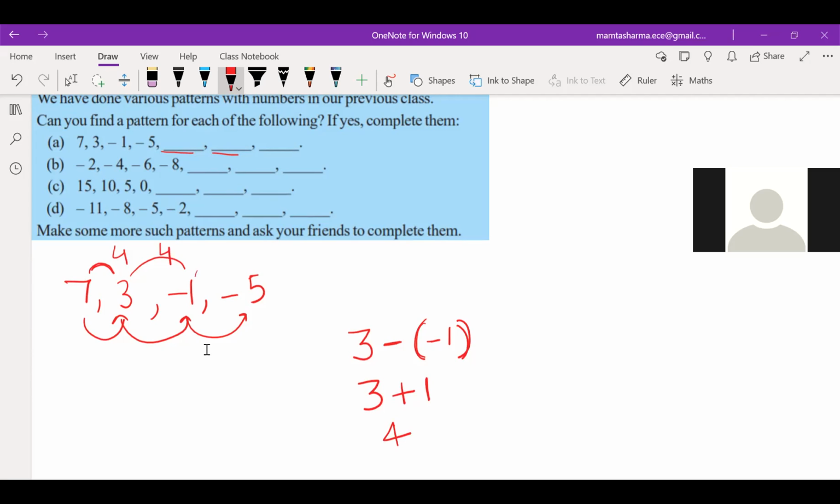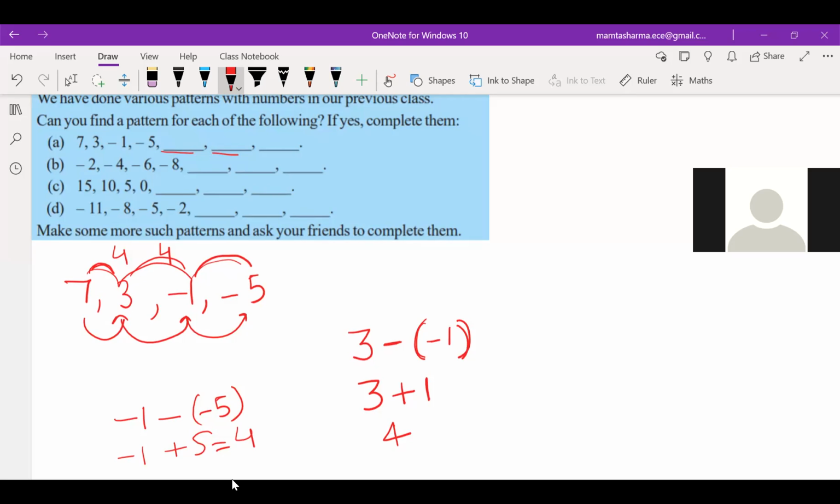Now see the difference between these two numbers, -1 and -5. You do it. What is the difference? 4. How? -1 minus minus 5. This minus minus would become plus, and -1 plus 5 will be 4. So now can you see there is a difference of 4 between two consecutive numbers.